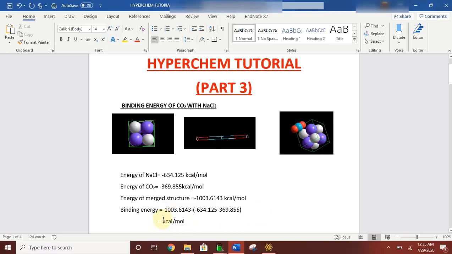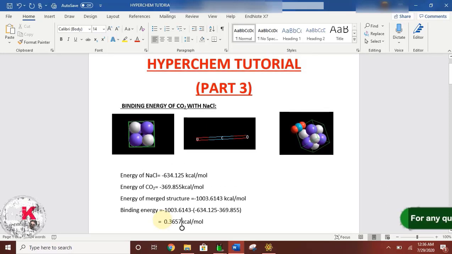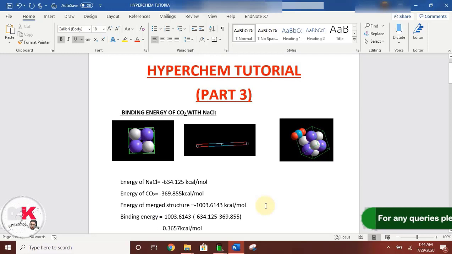After solving this, here I have an answer: 0.3657 kcal binding energy. Here our adsorption energy of carbon dioxide on NaCl comes out to be 0.3657 kcal per mole. Now likewise we calculate the adsorption of carbon monoxide molecule on the NaCl crystal.